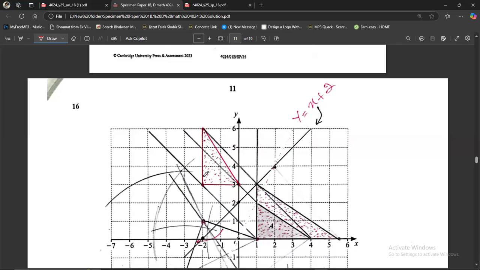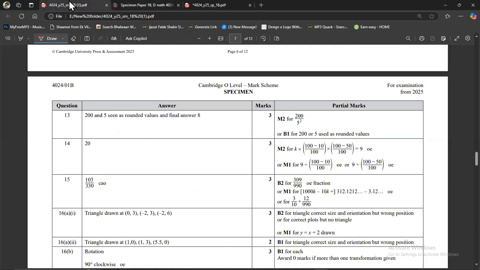So this triangle, I just put dots in it so you can distinguish it from the rest of the work. So my answer, the coordinates, are minus 2 comma 3, minus 2 comma 6 and 0 comma 3. This is how this is found. So 0 comma 3, minus 2 comma 3, minus 2 comma 6.